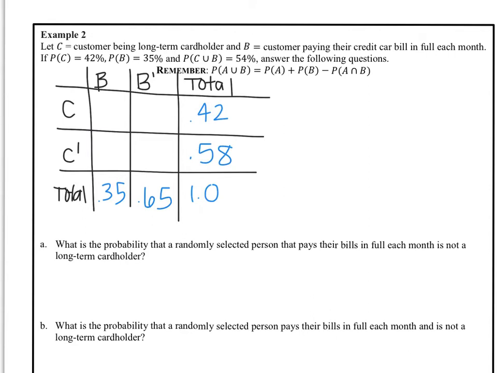So in this case, they give us something else, this is the OR, right? The OR is not in the table. But what can we do with it to help us get more numbers?